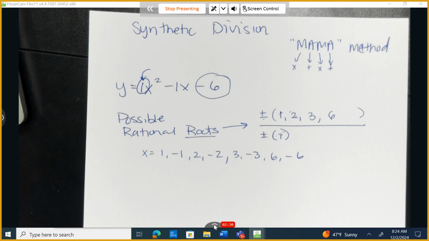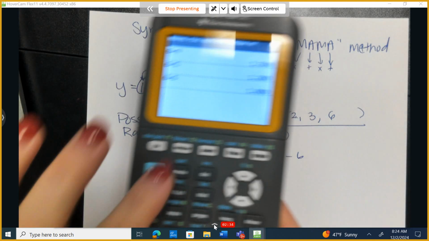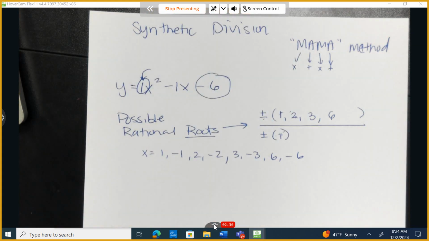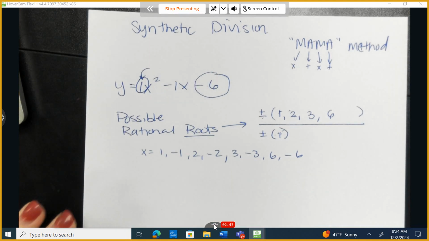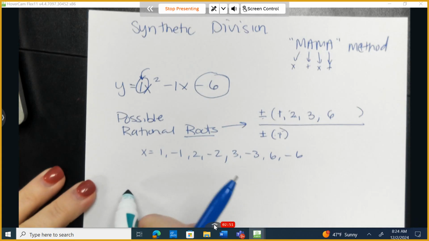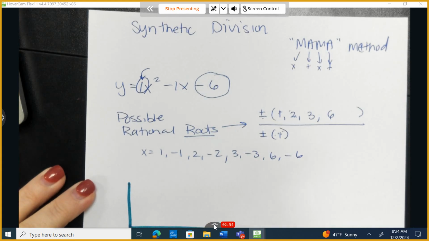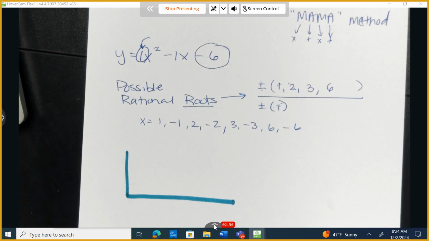And now we're going to test these. It's almost like how we have apps on our phone, or apps on the calculator, but instead of using an app, we're going to use our brain. And how we're going to test them is something called synthetic division. So what you're going to do right now is make an upside down division box. I'm going to use a color here to have it stand out. Make it fairly deep. And we're going to go through these one by one, and we're going to test.